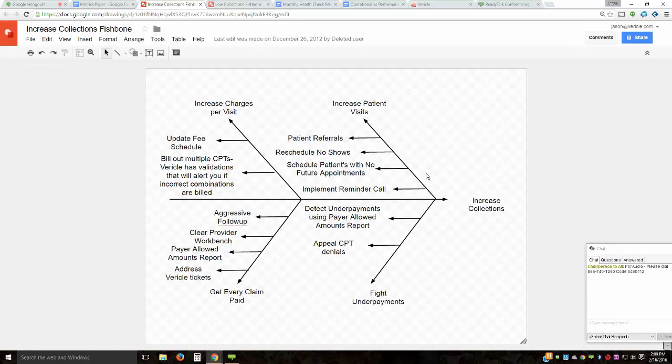So if you analyze that your visits have gone down, what is it that you do next? Am I not getting patient referrals? Am I not rescheduling no-shows? Am I allowing people to leave here without re-signs or future appointments set up?